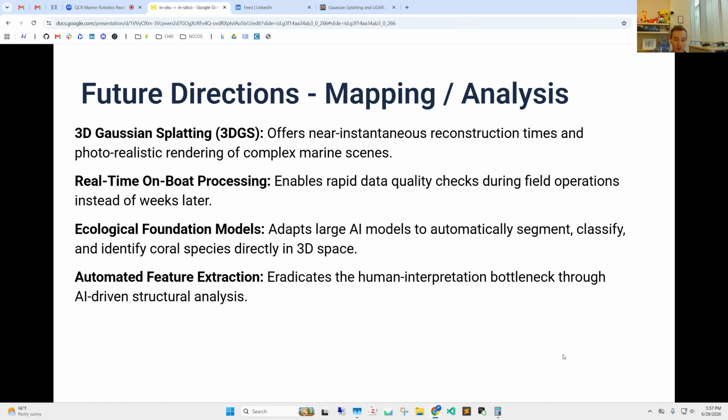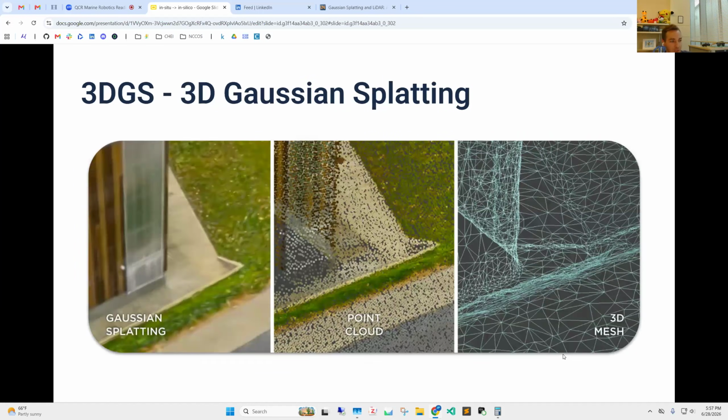There are a lot of foundational models coming out that are specific to, for example, satellite imagery. Having something like that for underwater vision could be a cool thing for someone to look into. And Gaussian splatting, if you're familiar with it, is kind of like point clouds with an additional Gaussian on top of it.